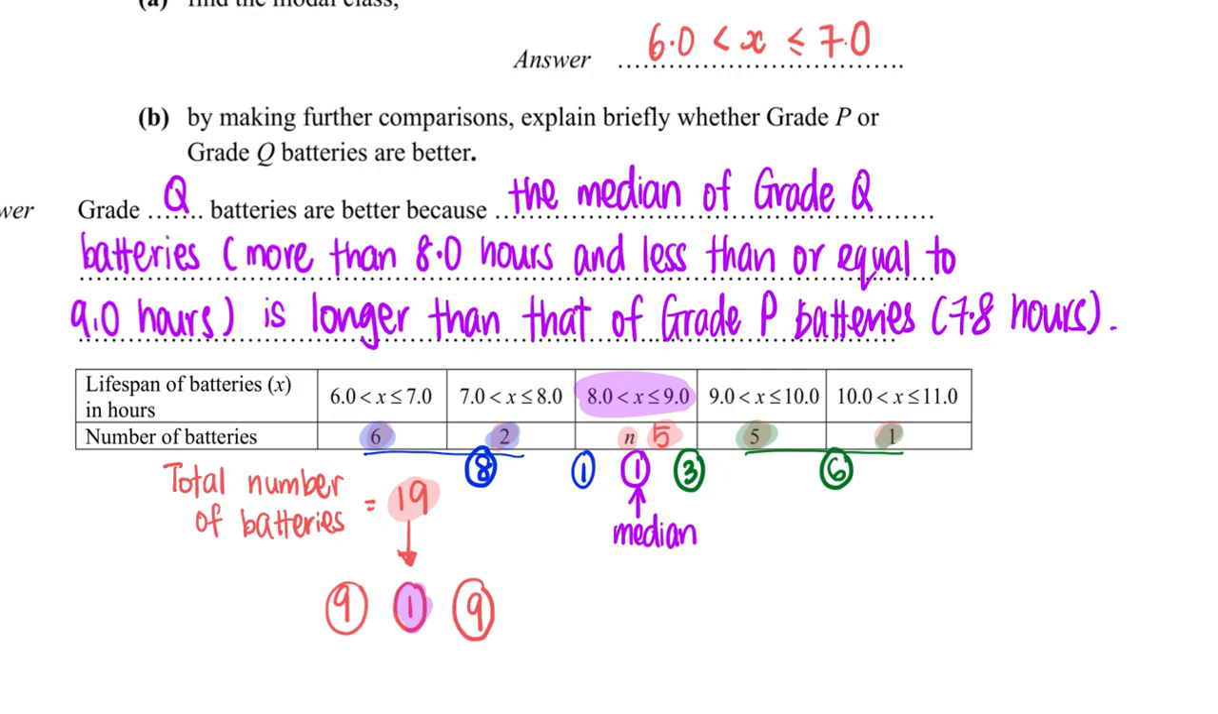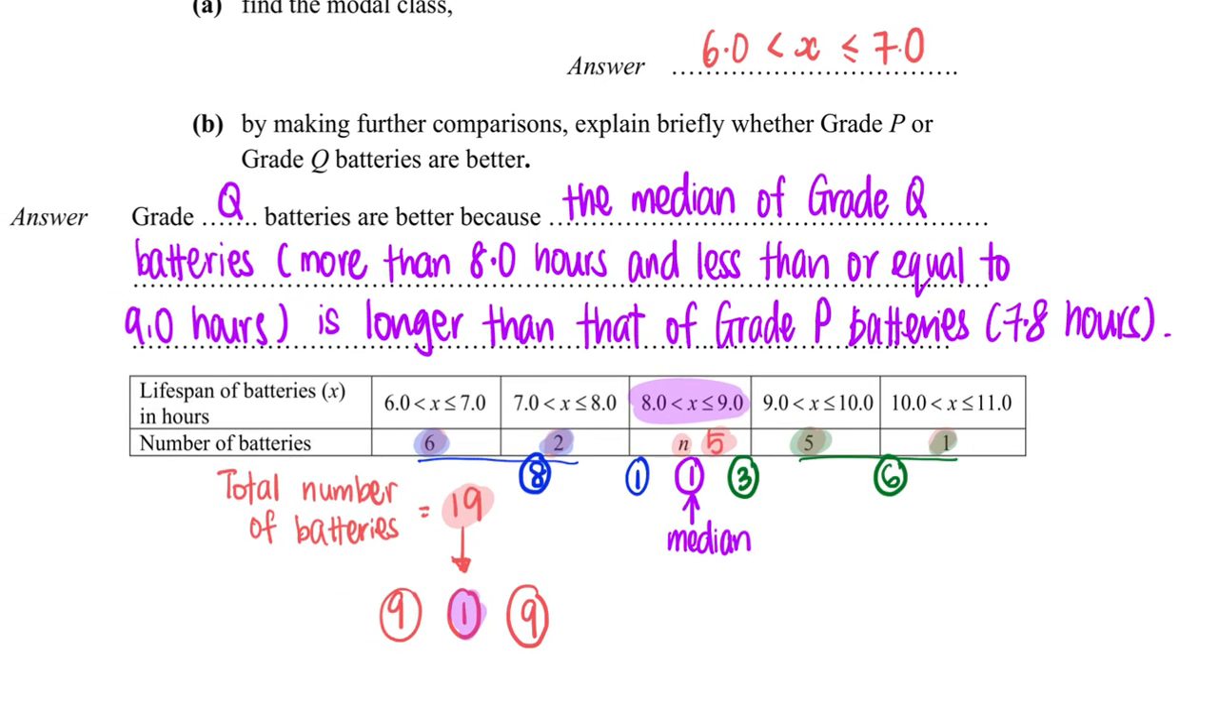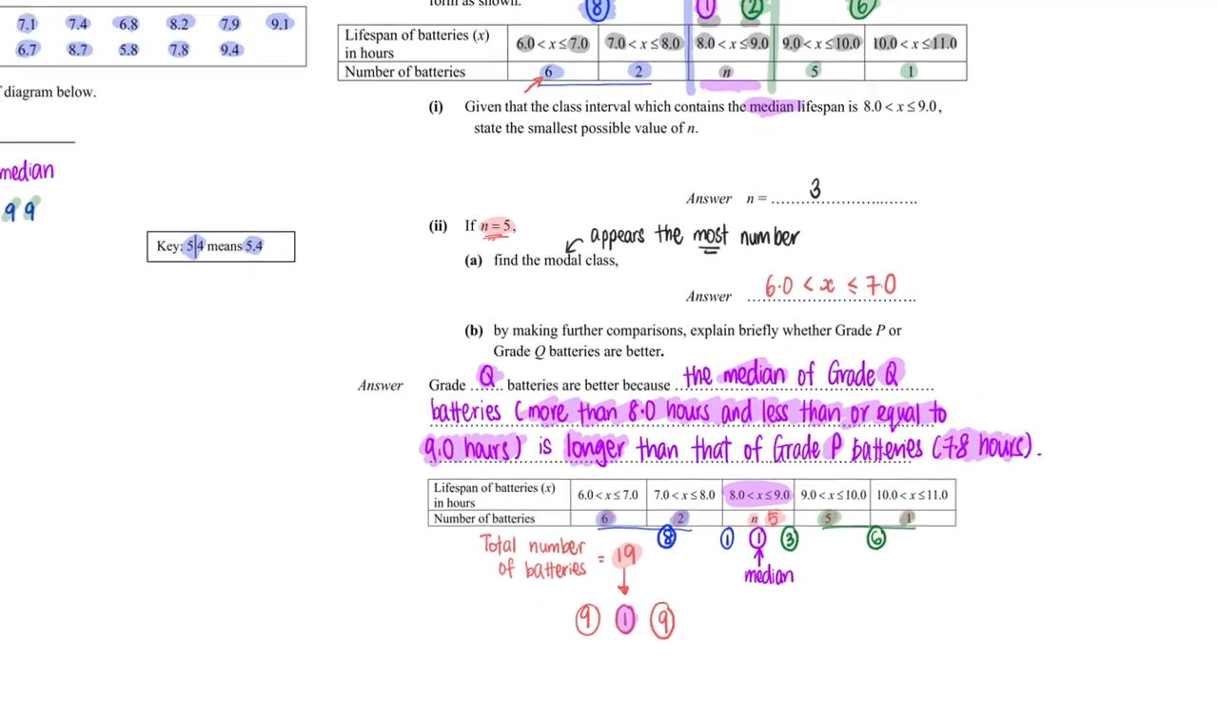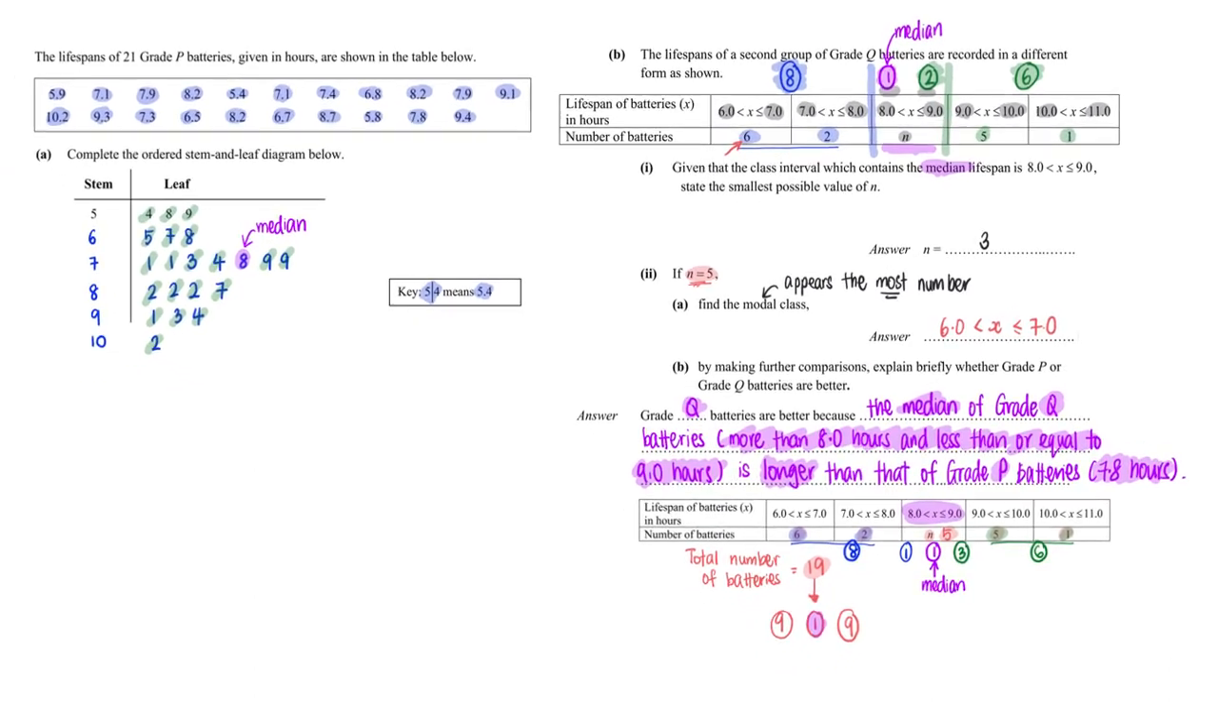The keywords I will highlight for everyone, okay? The keyword is, of course, we must talk about the median of Q. And we do need to indicate the values. We also need to use comparison words such as longer or higher. And of course, not forgetting the answer. With that, we have come to the end of this pretty long question.